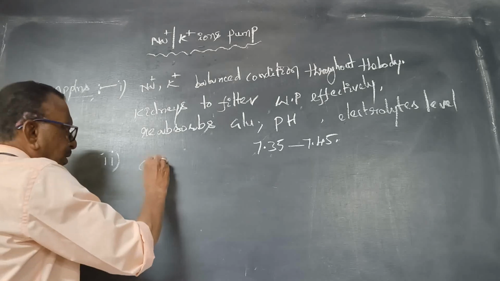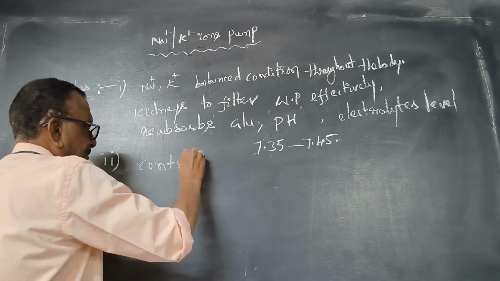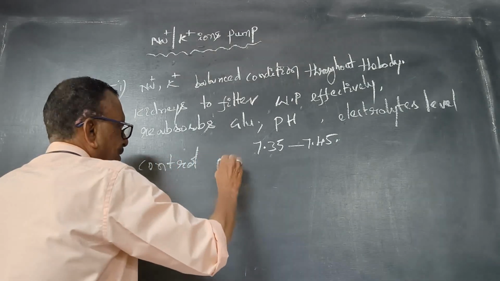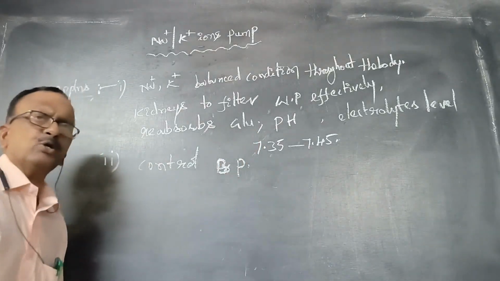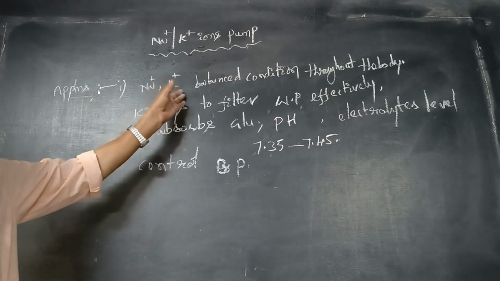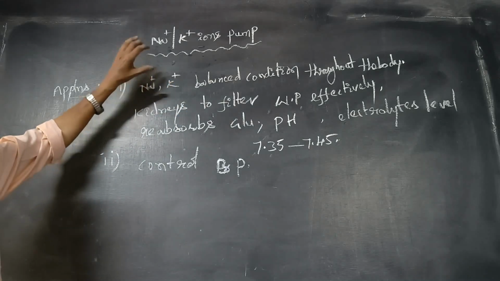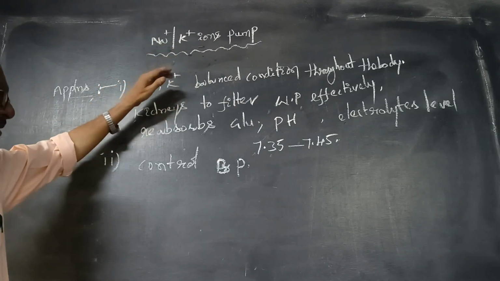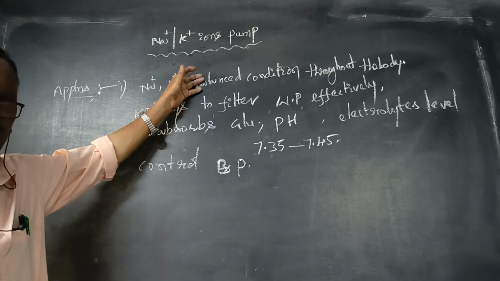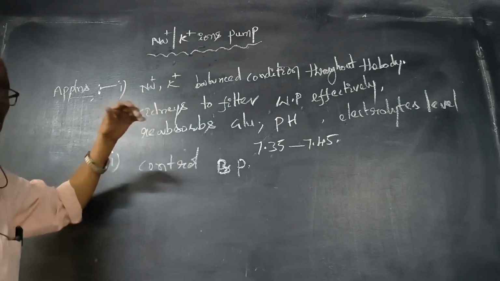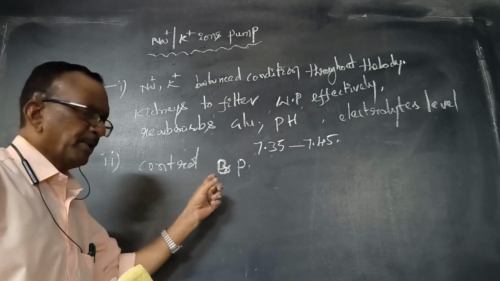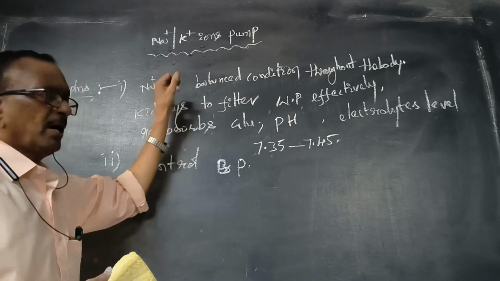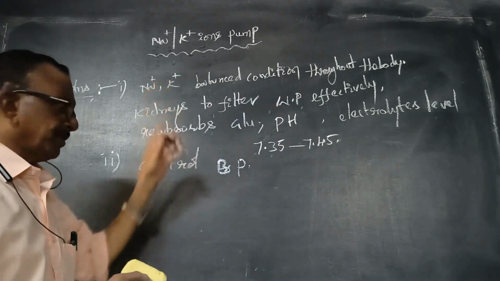It will control BP, blood pressure. BP is controlled by these ions. So if the number of ions is increased, if it is not balanced, if it is in excess, then BP will increase. So blood pressure is under the control of these ions.